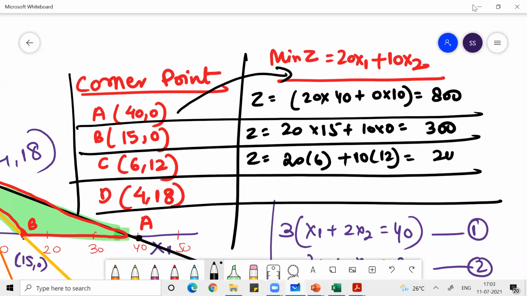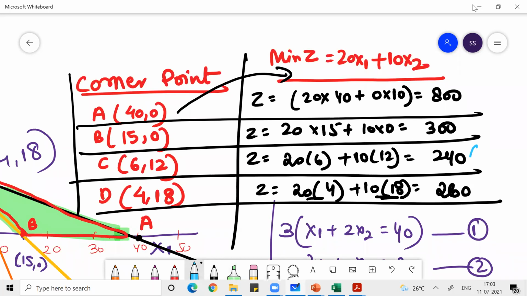Then find the z value, 20 into 6 plus 10 into 12. You'll get 240. Then here, z is equal to 20 into 4 plus 10 into 18. So this is 180 plus 80, which means 260. What is the minimum value of z, guys? This is the minimum z value, right? 240, sir. So this is your feasible region.